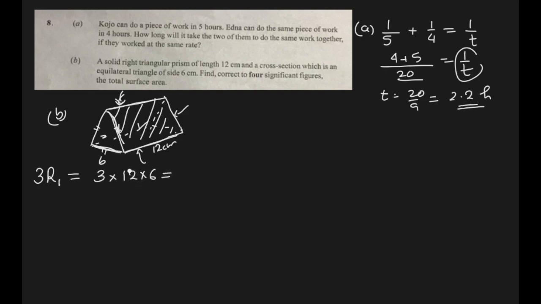This is the surface area of 3 rectangles, and this will be how much? 3 times 6 is 18, and this will be 216 centimeter square. Okay. What about the 2 triangles? So we have 2 triangles, so we have to multiply 2 by the area of this triangle.